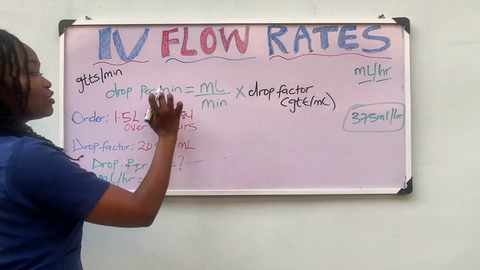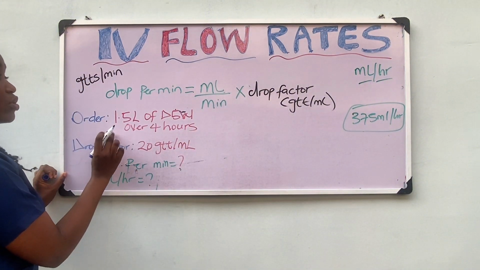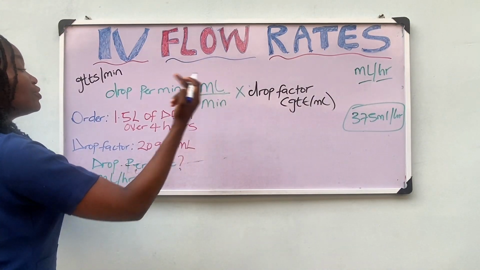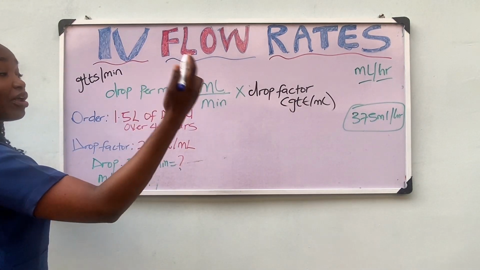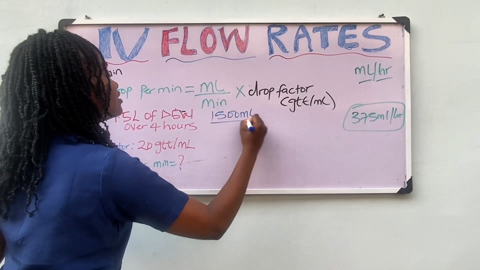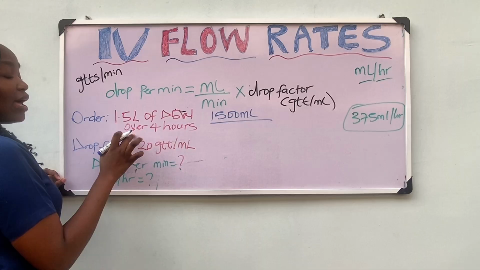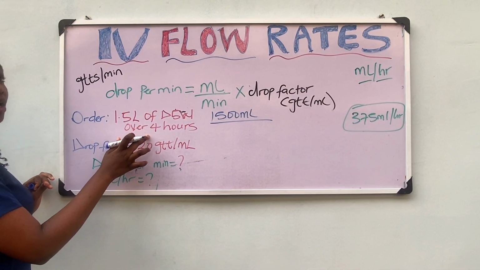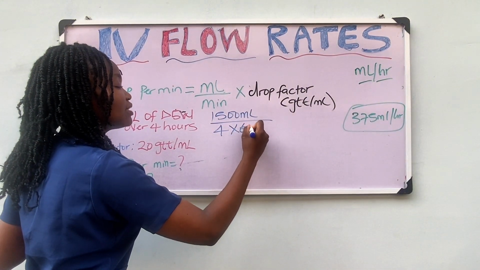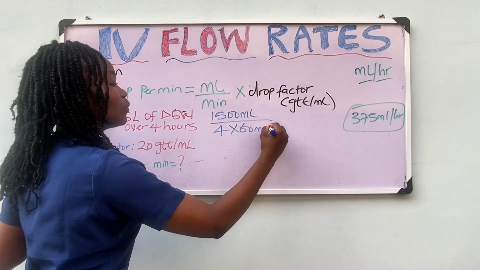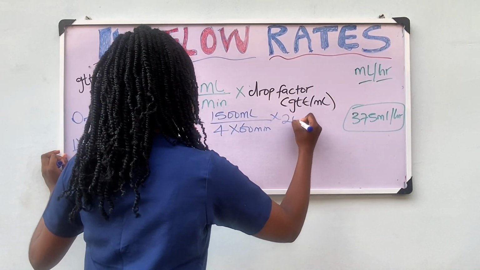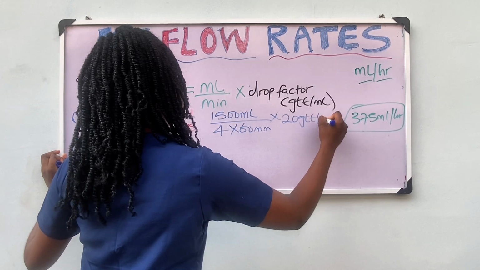Calculating for our drop per minute, we already have milliliter over minute, and we already discussed that for drop per minute, we use milliliter instead of liter to solve our questions. So we're going to use the 1500 milliliter that we got during our conversion. So our answer is going to be 1500 milliliter divided by how many minutes? We're given our question in hours. To convert 4 hours to minutes, we're going to do 4 times 60, multiplied by our drop factor of 20 GTT per mil.